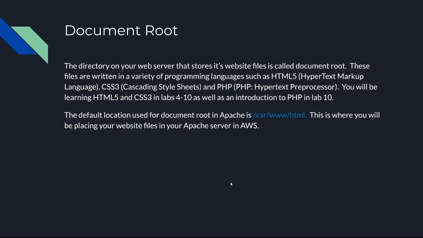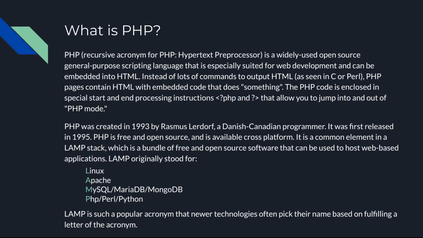Document root is a directory on your server where your web server stores its default website files. These could be HTML, CSS, PHP, other things. You're not learning how to write HTML5 and CSS3. You're going to learn a little bit of PHP this week. I'm going to show you some. The default location for document root is /var/www/html, and that's where you're going to be storing the files you'll use for your web server. Isn't that great? Which brings us to our next point.